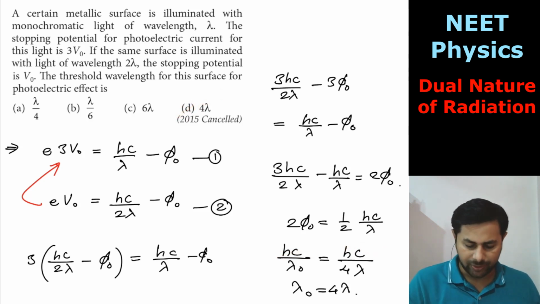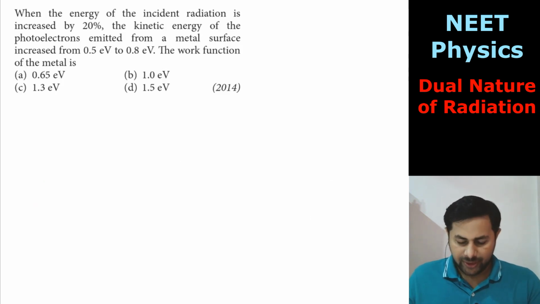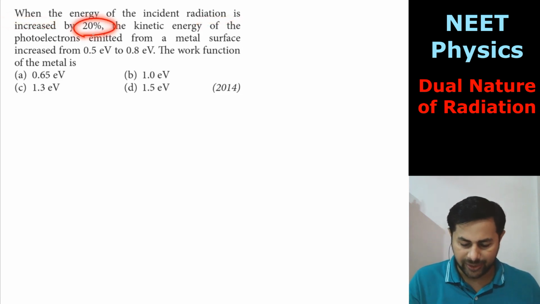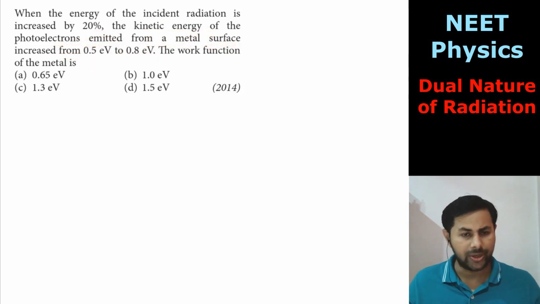Lambda naught is equal to 4 lambda, right? It is option D. Let's see the next one. When the energy of incident radiation is increased by 20%, the kinetic energy of photoelectrons emitted from a metal surface is increased from 0.5 eV to 0.8 eV.